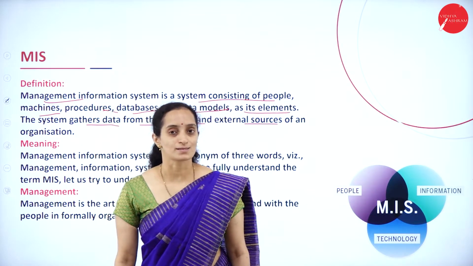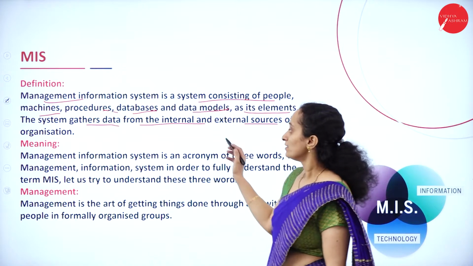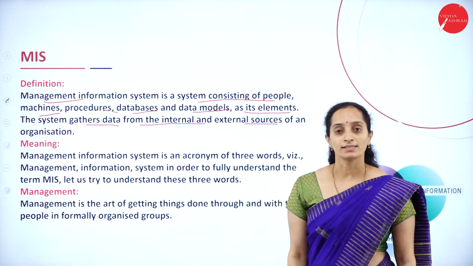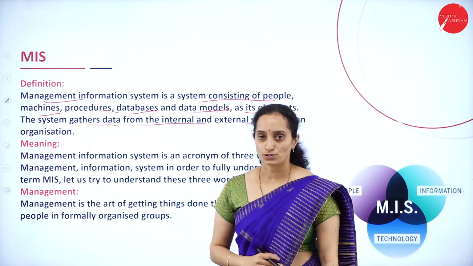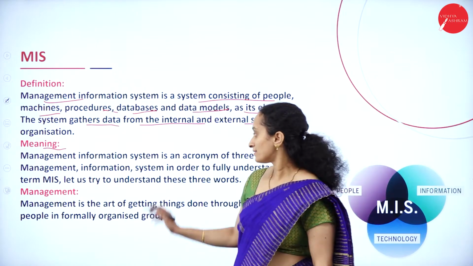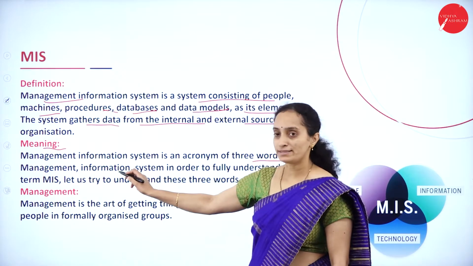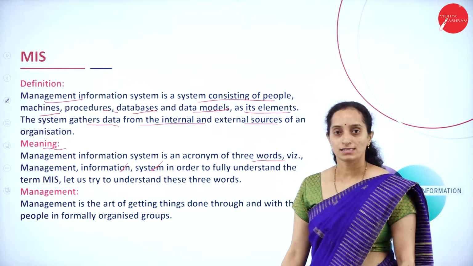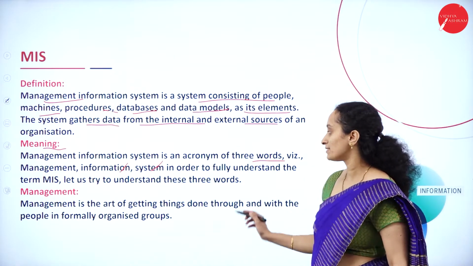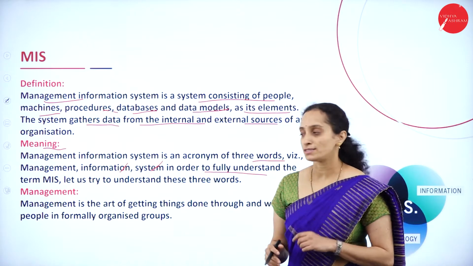About internal and external sources of organization, I told you in the last session, isn't it? So you can collect the data or gather the information from the various internal and external sources of the organization. Okay. What is the meaning of the term MIS? This is an acronym for 3 words, that is management, information, and system. Why do you use these 3 terms? It is in order to fully understand what you want to understand.